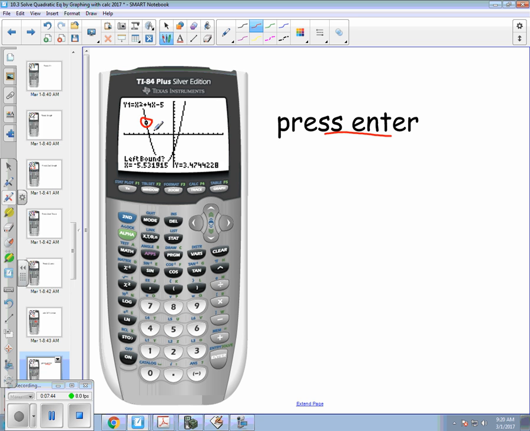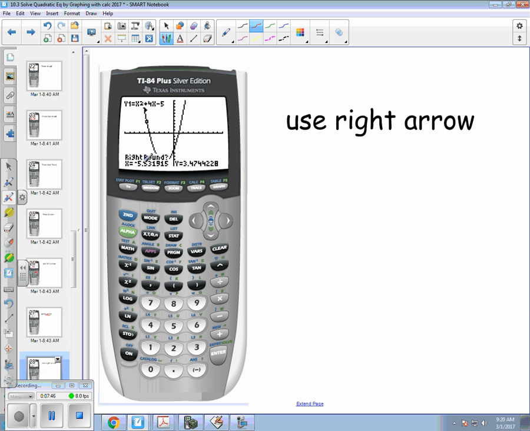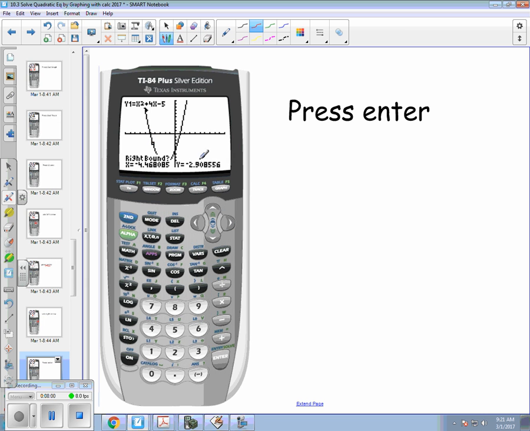Once you've pressed enter, that now asks us to start finding the right boundary. So now we're going to use our right arrow so that we can start moving this blinky light down to below the x-axis. Once I have moved my arrow down below, you notice I have mine down here, I'm going to press enter in order to set my right boundary.